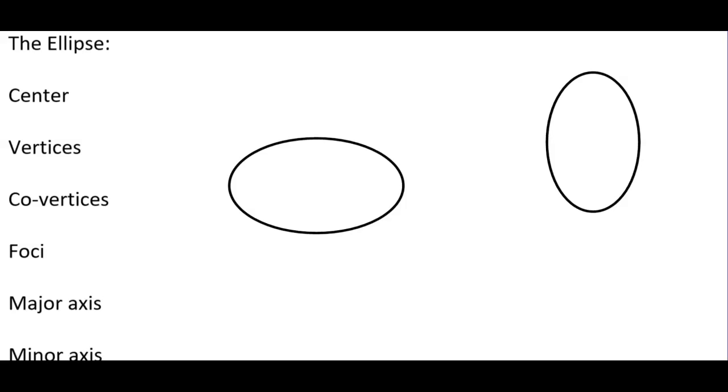We're going to talk about three different conic sections. We're going to focus on the ellipse, the hyperbola, and the parabola. Circles are also conic sections, but we're not going to talk about them here.